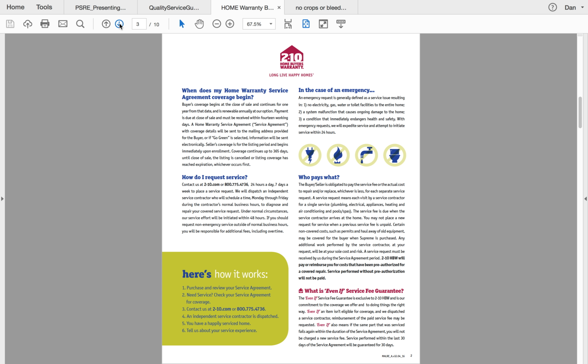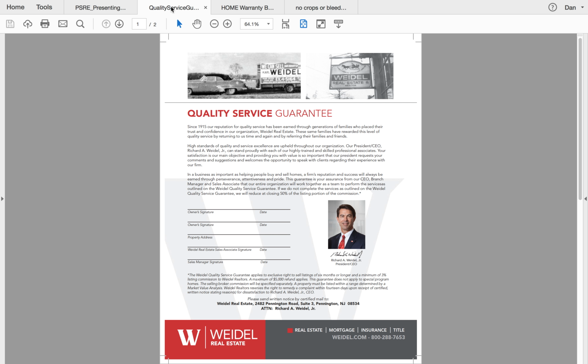The last is a tool that is not represented in the marketing services book, but is equally important to closing the listing, and that is the quality service guarantee. So this is a unique product that is offered by Weidel, and that should be in the back of your book as well. So with that said, what I'd like to do now is just review very, very quickly some fundamentals of what the presentation is all about.